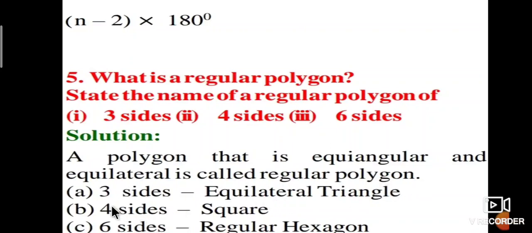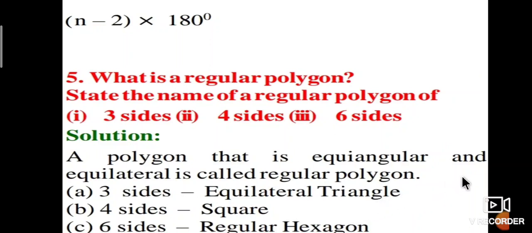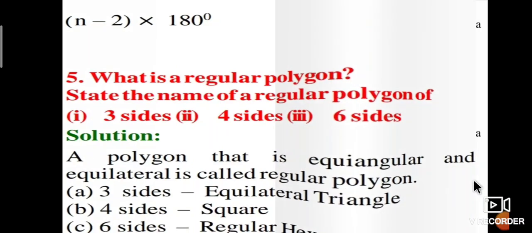Write down: a polygon with 3 sides is called an equilateral triangle, because it is equiangular and equilateral. A polygon with 4 sides is a square. Again, with 6 sides, it is called a regular hexagon. Okay, next question.